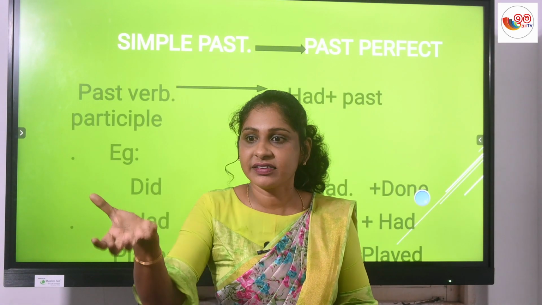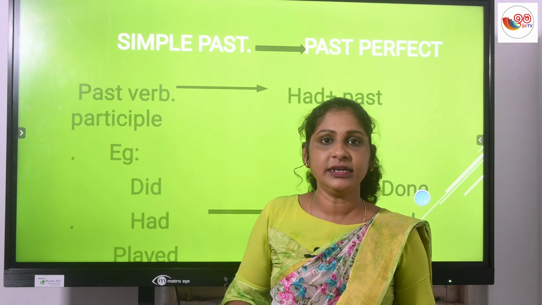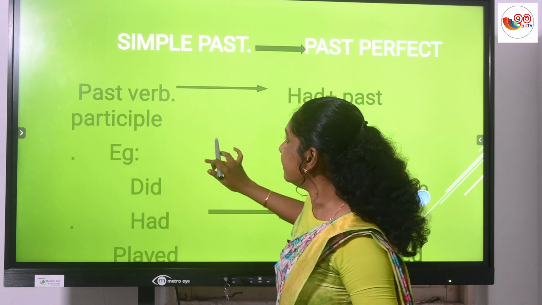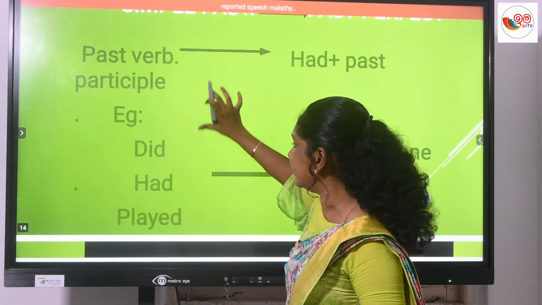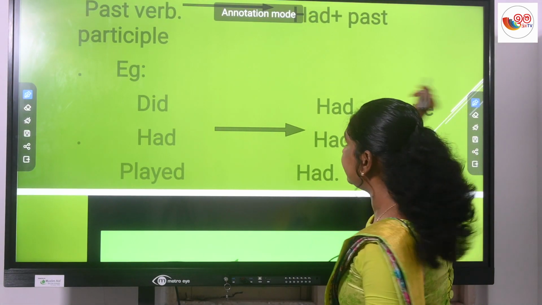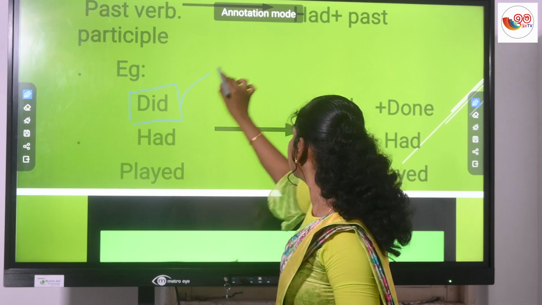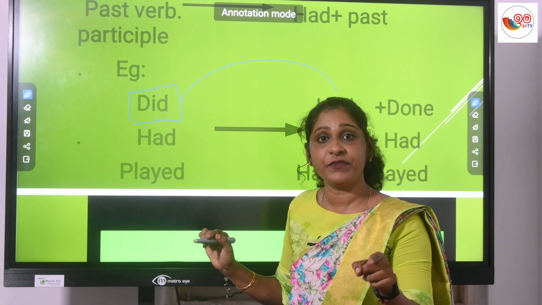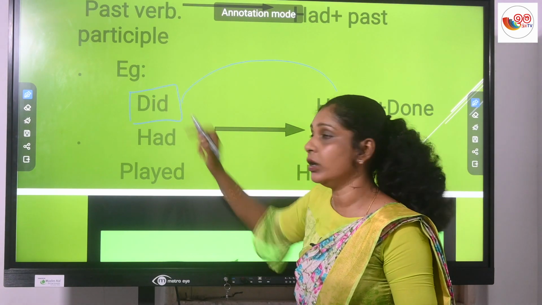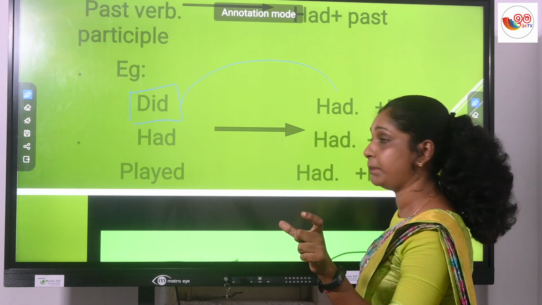What is the structure of past perfect? Quickly you have to get it. So how can you write it? Look here. In simple past, if you have like this, did. So did is a past form. Okay, did is a simple past verb. How can you change? What is the structure of past perfect? With had you have to write the past participle of the verb.